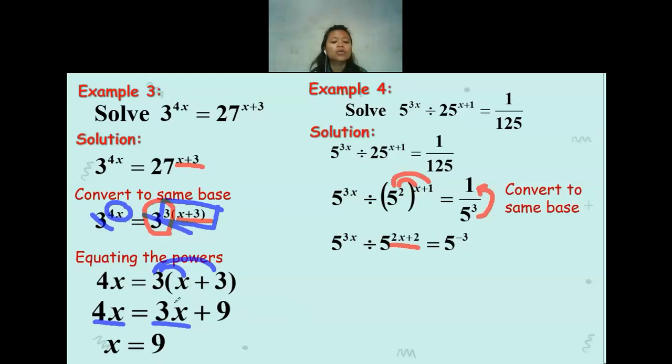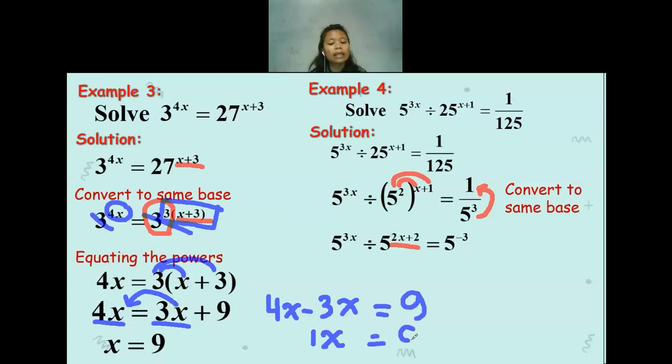So like 4x and 3x, they are not on the same side. So we have to move the 3x to the left. When we bring the 3x to the left, the sign will be the opposite. 3x is positive; moved to the other side, it will be negative. So we have 4x minus 3x is equal to 9. 4x minus 3x will be equal to 1x is equal to 9.